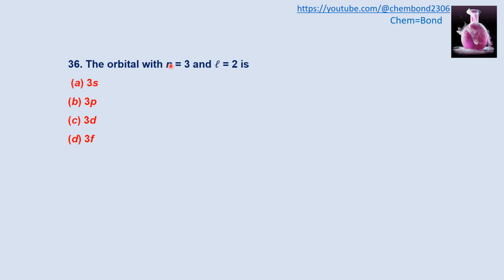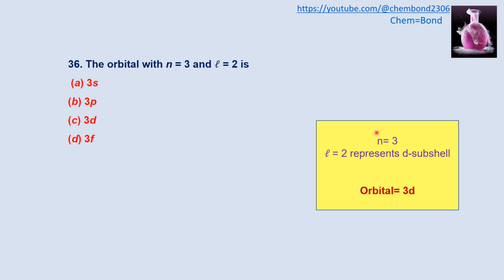The orbital with n equal to 3 and L equal to 2 is 3s, 3p, 3d, or 3f? So n is equal to 3 and L is equal to 2. L is the azimuthal quantum number value, and it is 2 for the d subshell. So the orbital is 3d.